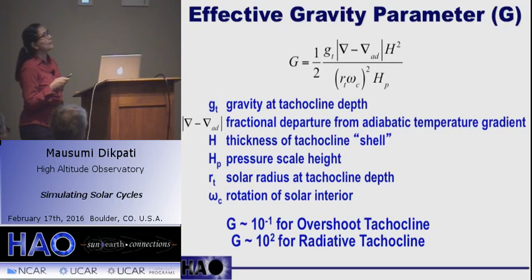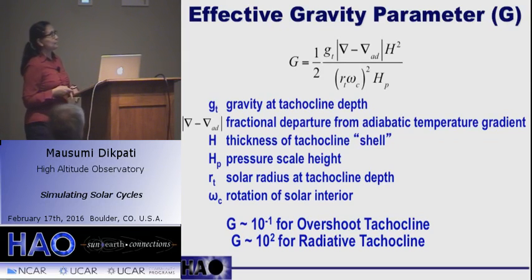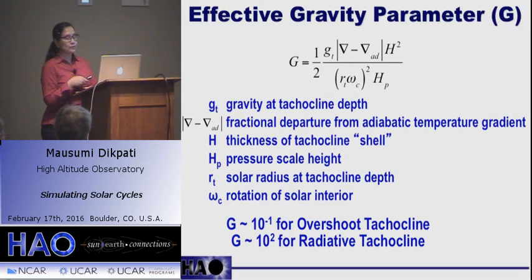This is called the effective gravity parameter. It is related to the actual gravity at the Tachocline depth, the subadiabaticity of the Tachocline fluid, the thickness, the scale height, the radius of the Tachocline, and the core rotation rate. If we compute these numbers, the effective gravity comes out small, 10 to the minus 1, in the overshoot Tachocline, but large, 100 or 1000, in the radiative Tachocline.